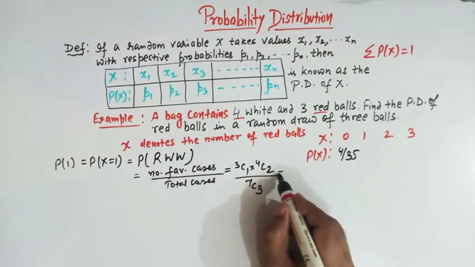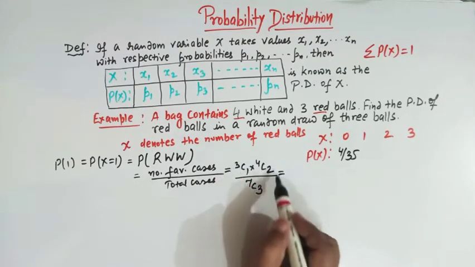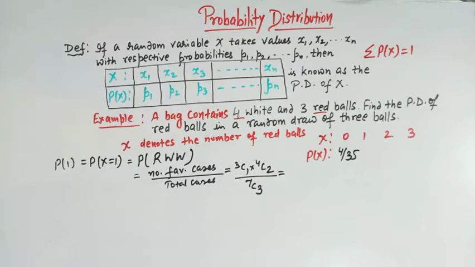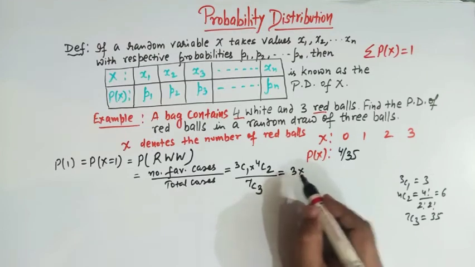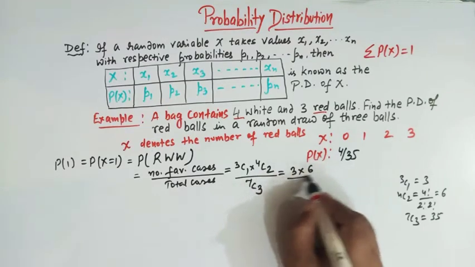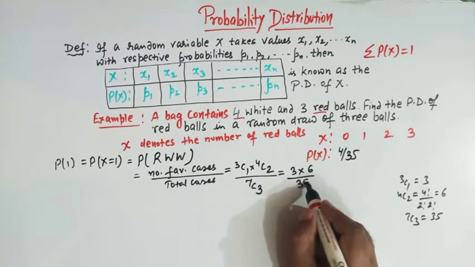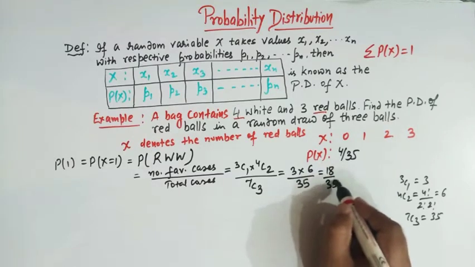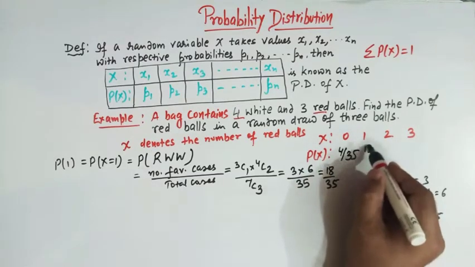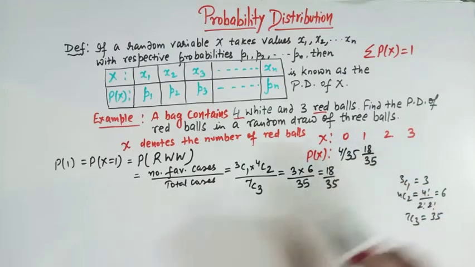And now we have to calculate this expression. So 3C1 is 3 and 4C2 is 6, divided by 35. So we have 18 by 35, right? So here we'll write 18 by 35.